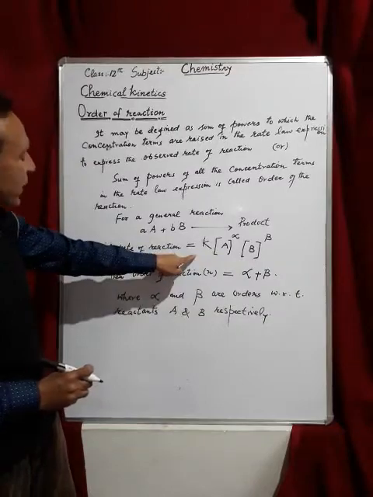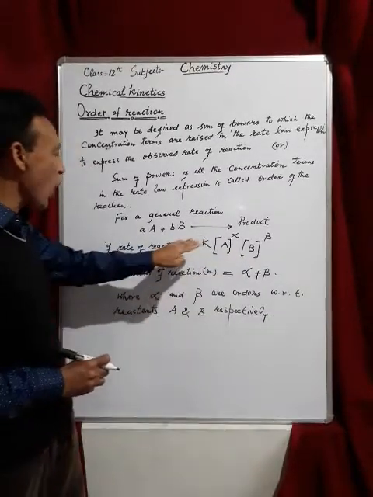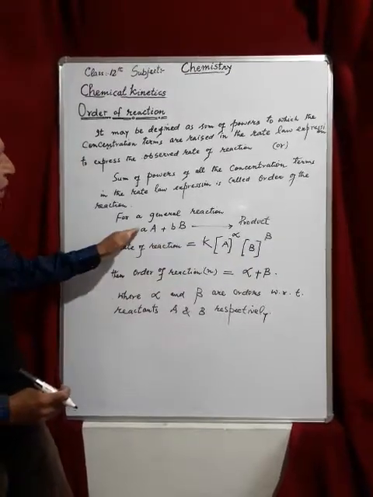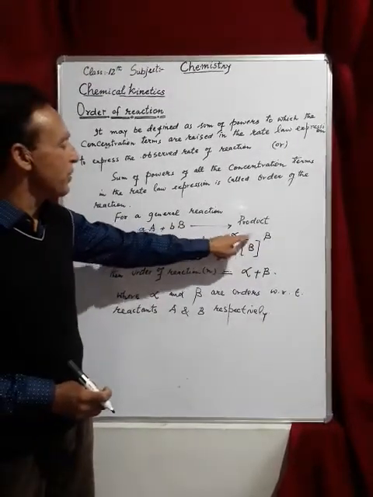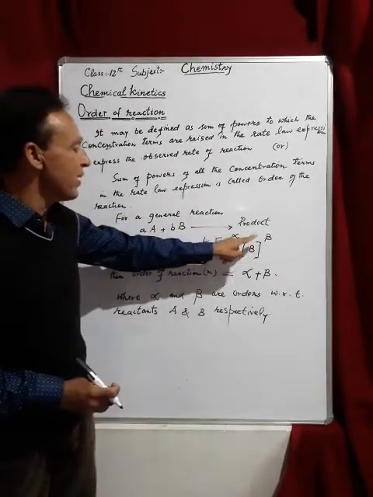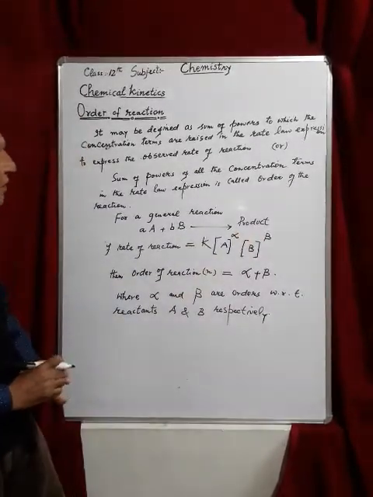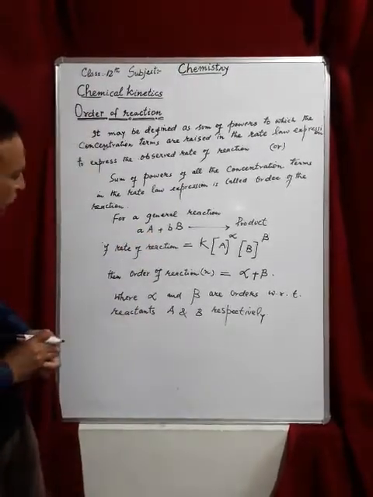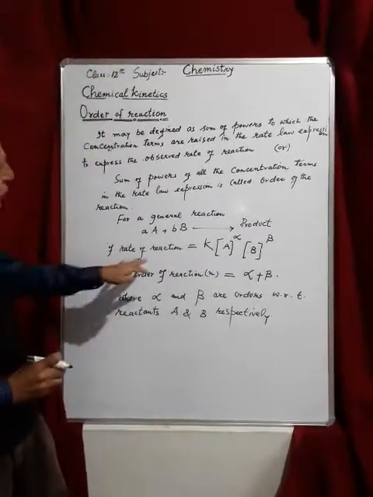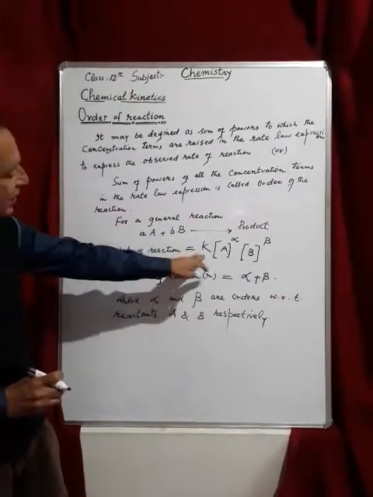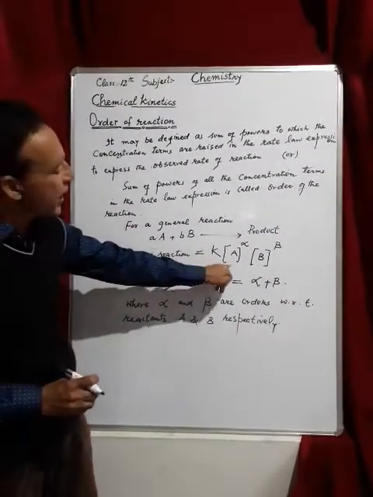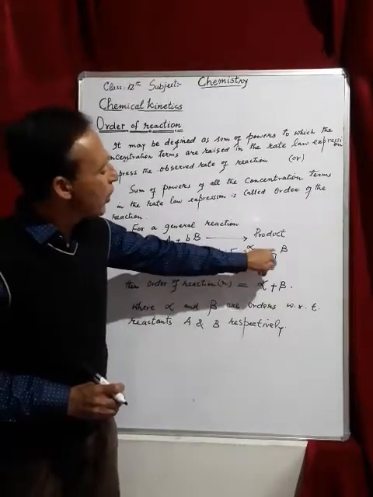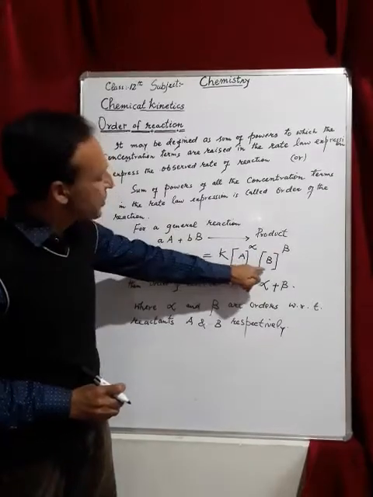This is the rate law expression to express the observed rate of reaction that we write by the rate law expression. So the sum of the powers, that is alpha plus beta, will give us the order of the reaction. So simply, if we write the rate law expression, that is rate is equal to k [A] raised to power alpha [B] raised to power beta, the sum of powers of all the concentration terms.